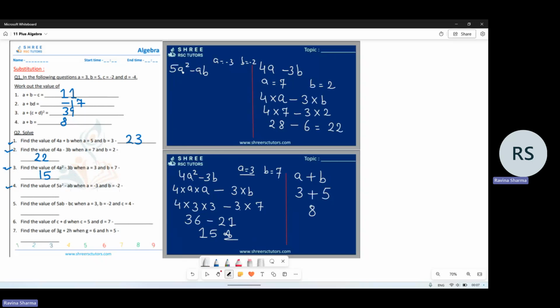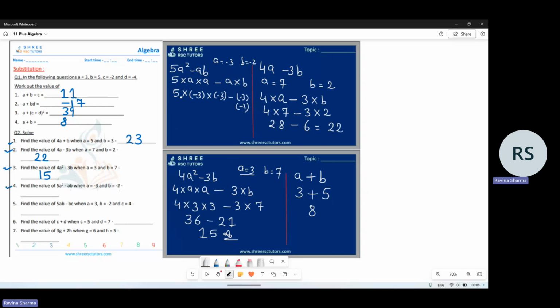What do you mean by 5a squared? 5a squared means 5 multiply a multiply a, minus ab means a multiply b. Now the a value given in the question is negative 3. So we will write 5 times negative 3 times negative 3, minus a value again negative 3, and the b value is negative 2.